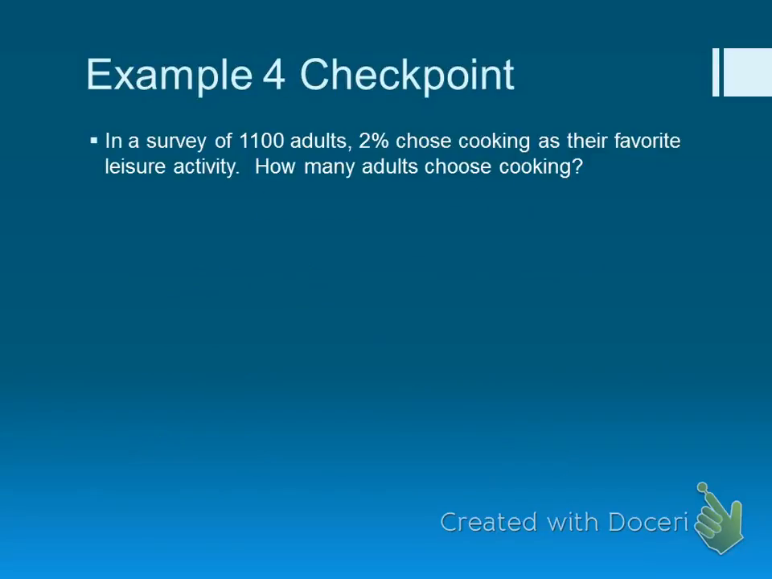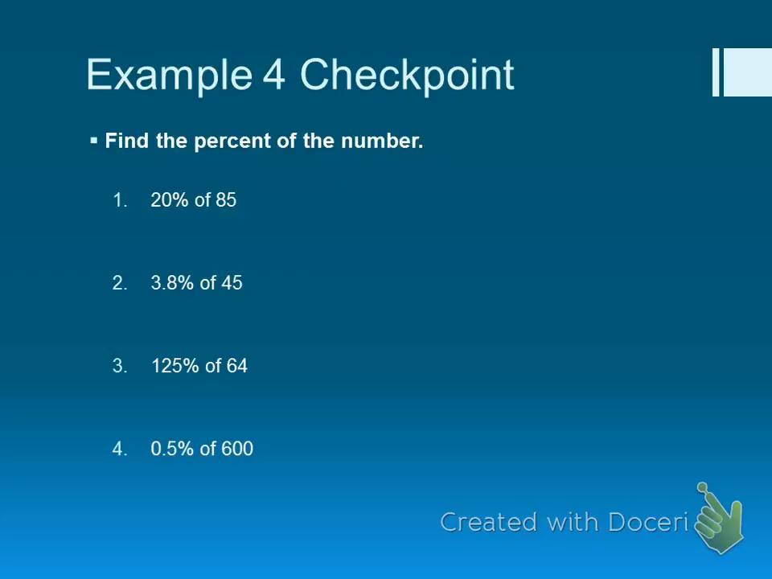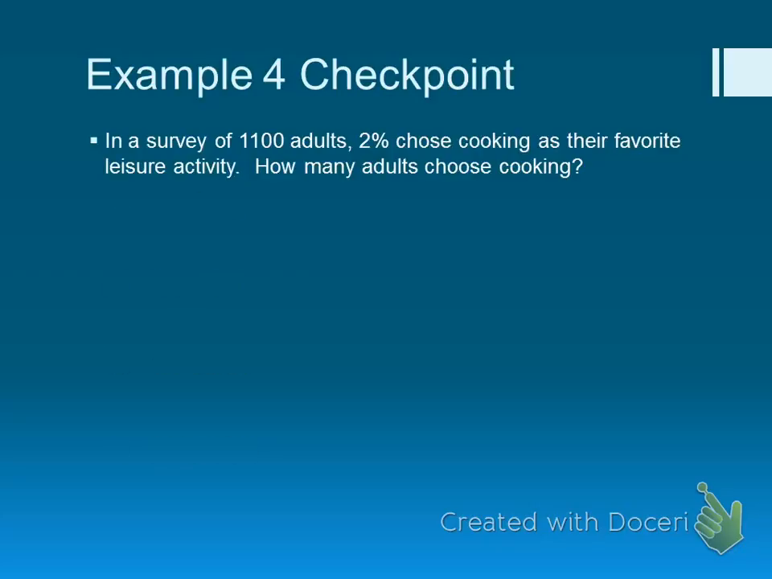Now, in the next example, okay, last example, it says, in a survey of 1,100 adults, 2% chose cooking as their favorite leisure activity. How many adults chose cooking? All right, well, now basically what I'm doing is I need to find a percent of a number. So what's 2% of 1,100? What do I do? I multiply. But I have to change my percent to a decimal. 0.02 times 1,100 will tell me how many chose cooking.